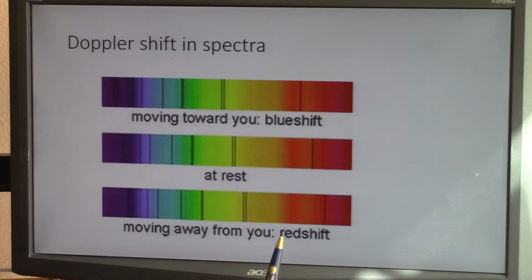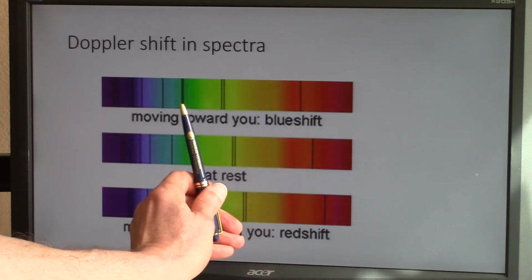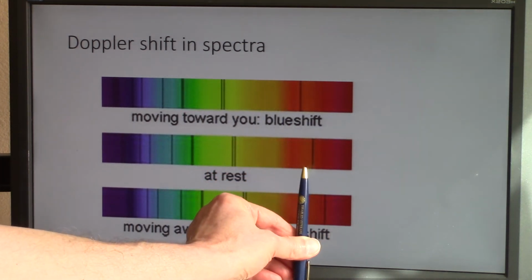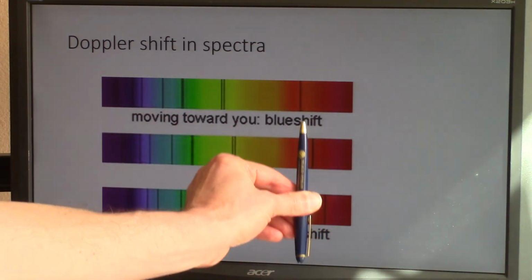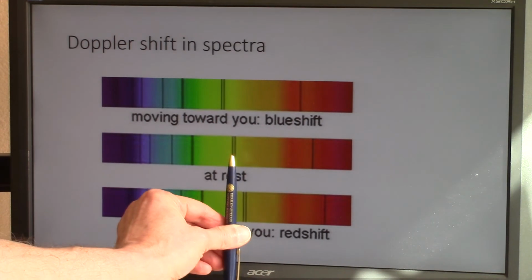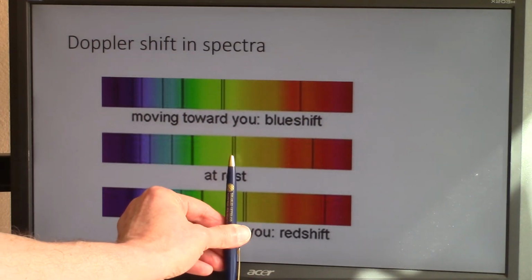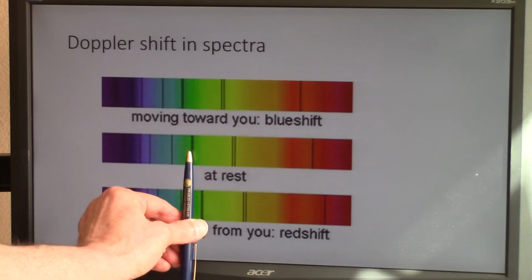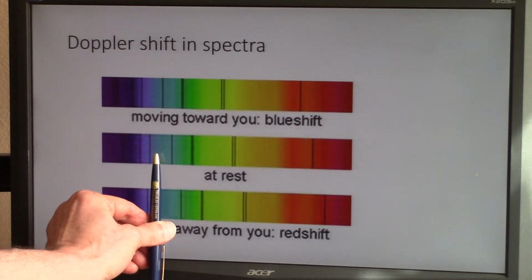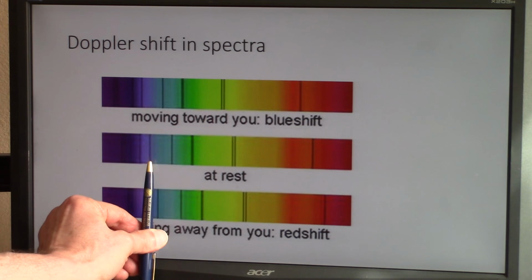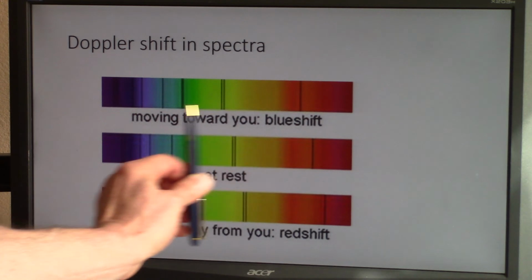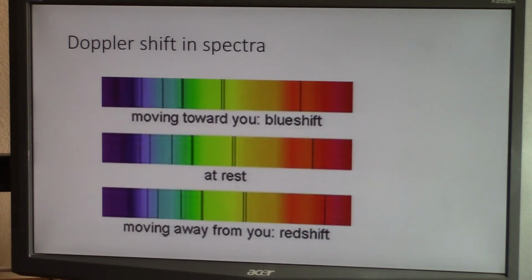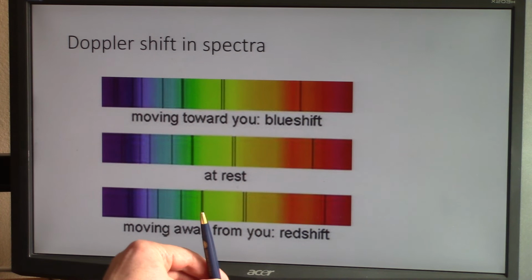But now say you have a star like our sun, and it's moving towards us. Well, now look at this. This line here is kind of in the red-orange, but it's moved towards the orange. These lines here have moved a little bit this way. This line here, which is green, has moved towards blue-green. And this line here, which is kind of blue-purple, has moved into the purple. So everything's been shifted.